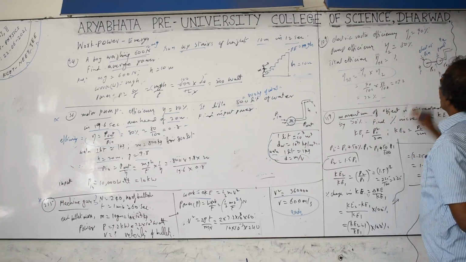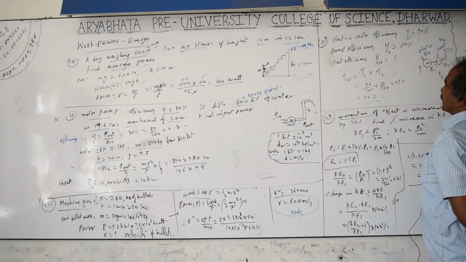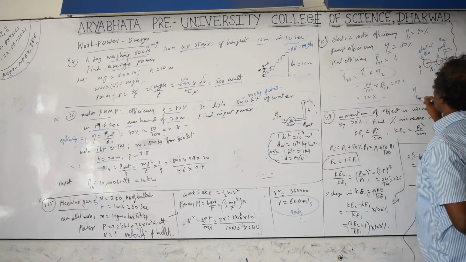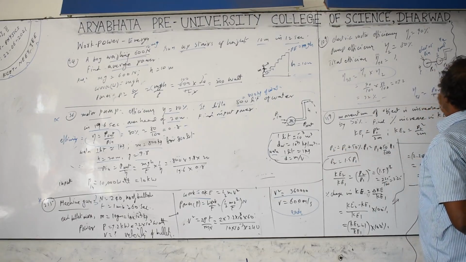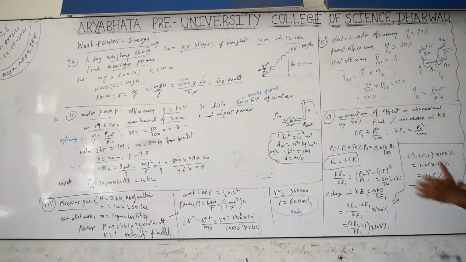If they give you input power and output power, what is mgh etc., the height lifted, then efficiency equals output power by input power. This total efficiency is equal to P out by P in. Power output can be converted into kinetic energy, or kinetic energy plus potential energy, or only potential energy, that is mgh.